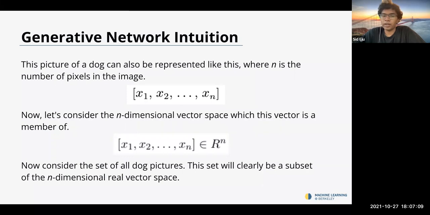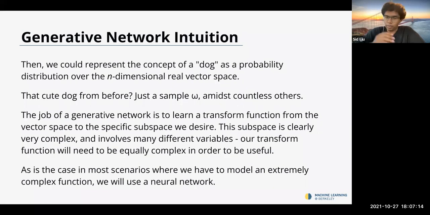And this space, it's infinite, but the idea is that it's a probability distribution over this n-dimensional real vector space. Before I move on, did I lose anyone there? Okay, guess not. But essentially the idea is that that picture of a dog I showed you before, it's just one sample omega amidst countless others, but it is a more probable example in the context of what is a dog in this n-dimensional real space.